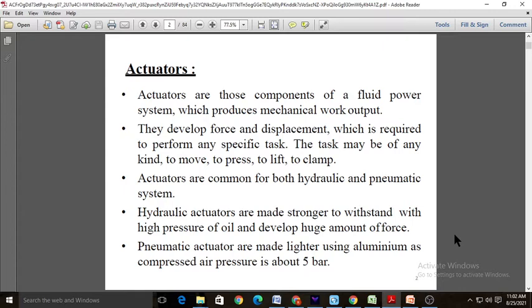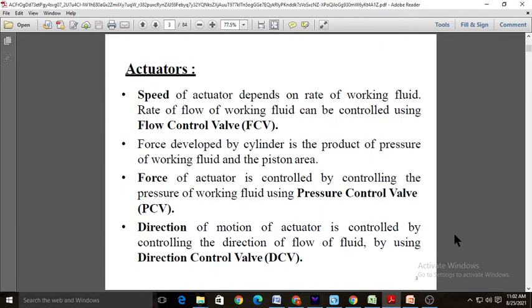Actuators are common for both hydraulic and pneumatic systems. Hydraulic actuators are made stronger to withstand the high pressure of oil and develop a huge amount of force, whereas pneumatic actuators are made lighter using aluminum as compressed air pressure is about 5 bar.